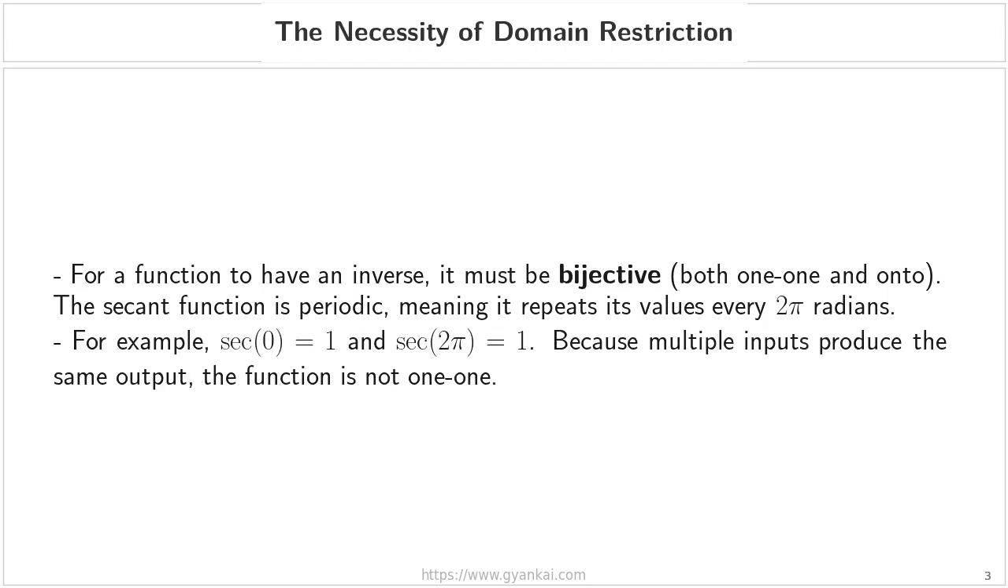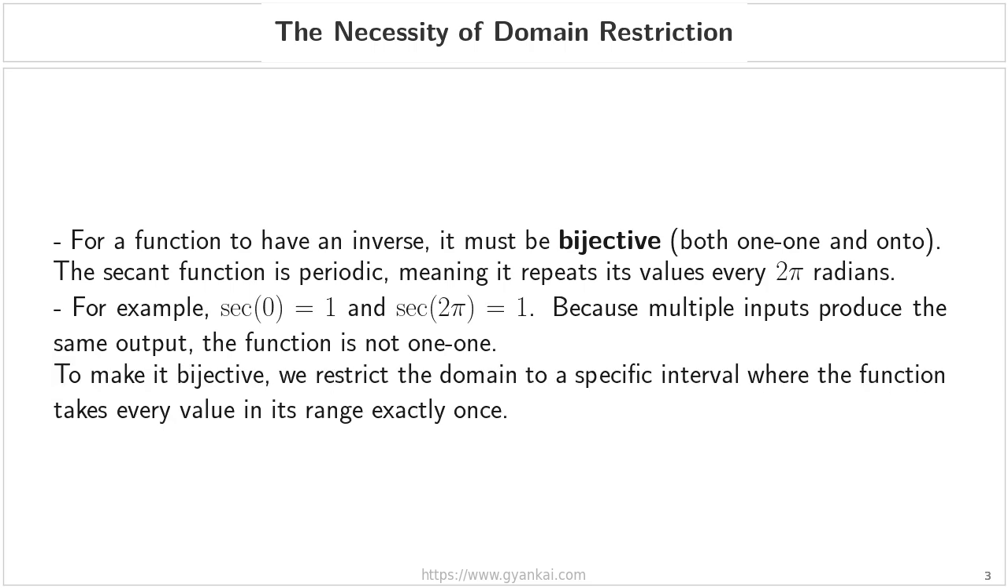To illustrate why this is a problem, consider this example. The secant of 0 equals 1, and the secant of 2 pi also equals 1. Because we have two different inputs producing the exact same output, the function is not one-to-one, and therefore, it cannot be inverted in its current state. To resolve this and make the function bijective, we must restrict the domain.